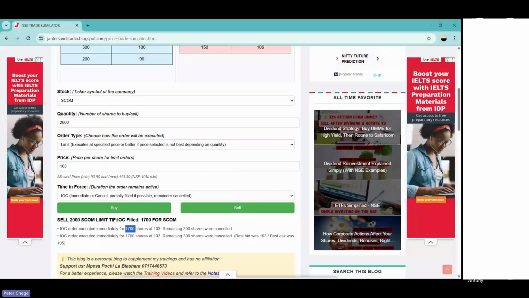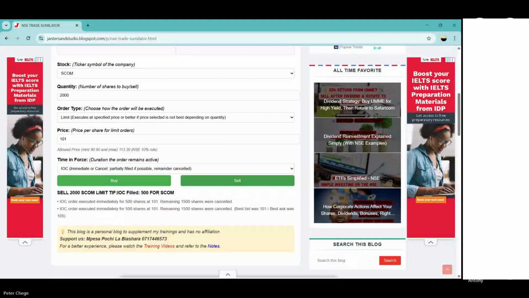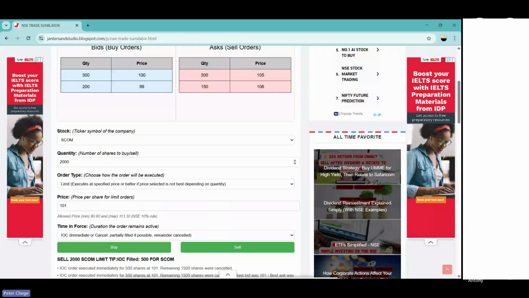Let's try again at 101 to sell 2000. We see what happens. Submit. Again, it executes the 500. The balance is cancelled. So that's how you play around with this simulator, just to understand these terminologies before you go to the app and portal, because you'll find them.